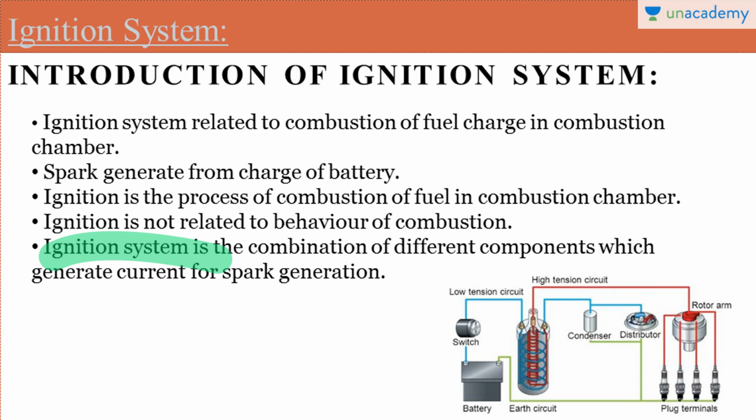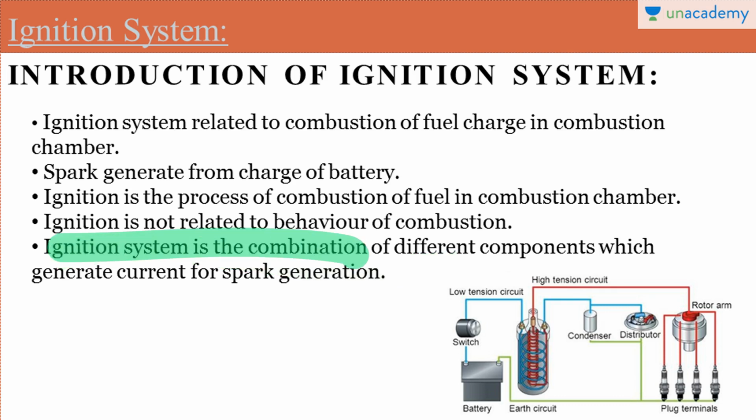This ignition system is basically the combination of different components or parts, and these components help to generate the required amount of current to produce the spark in the spark plug, and that spark will help to start the ignition in the combustion chamber. From that required amount of current, we get the required spark in the spark plug, and that spark helps to ignite the fuel for the complete combustion of the fuel in the combustion chamber. So this is about the ignition system.